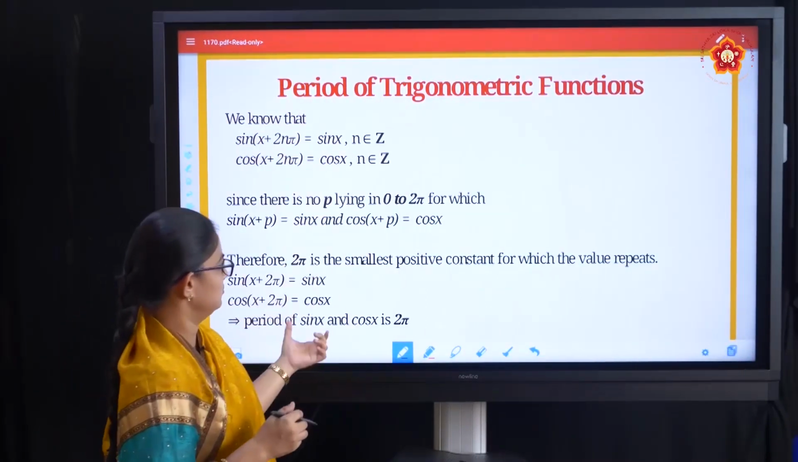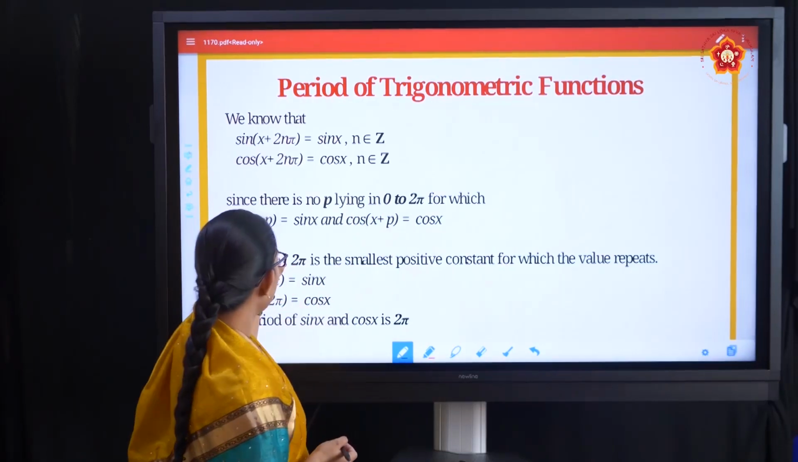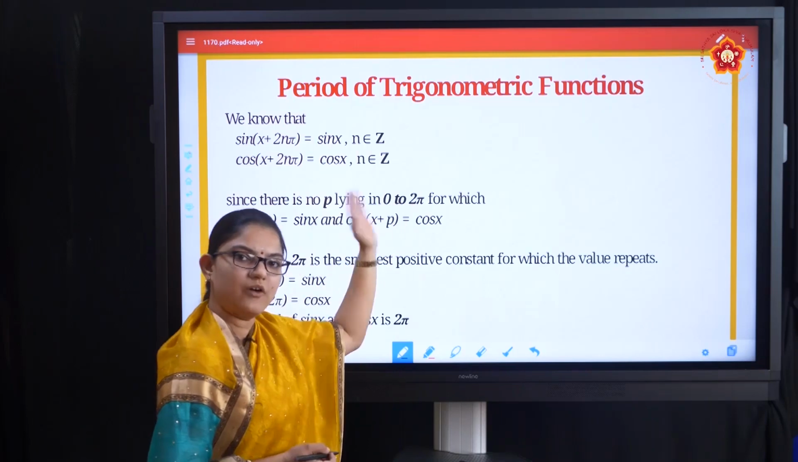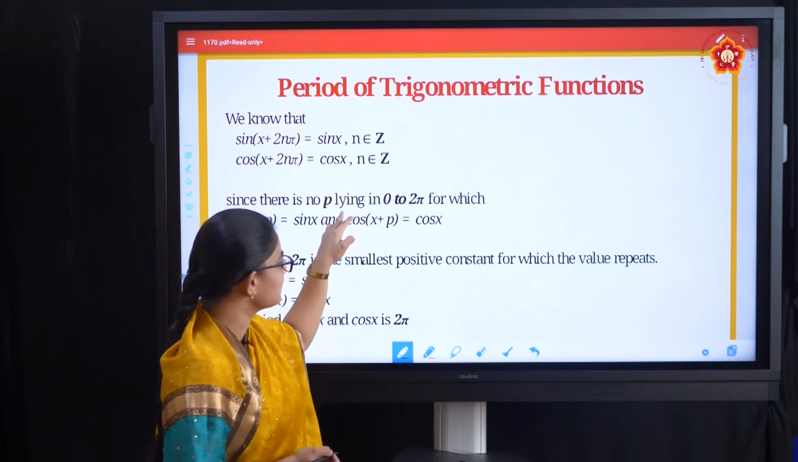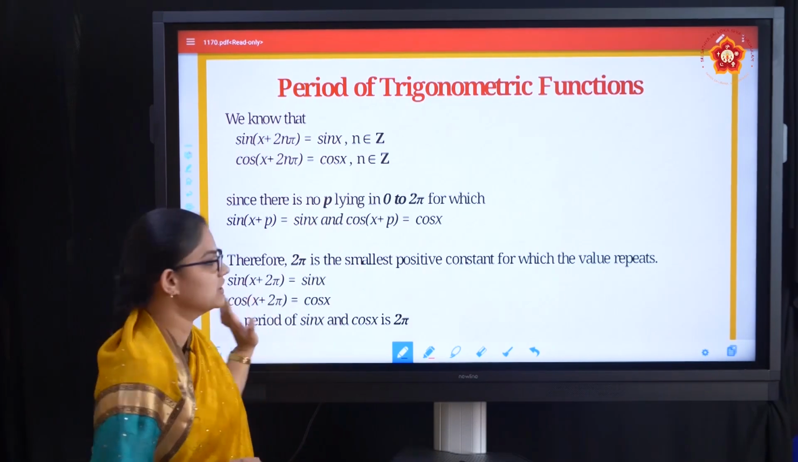and there is no angle which satisfies this fact in between 0 to 2 pi. So only 2 pi or after 2 pi, that is 2 pi, 4 pi which satisfies, but the period will be 2 pi for sine and cos function.